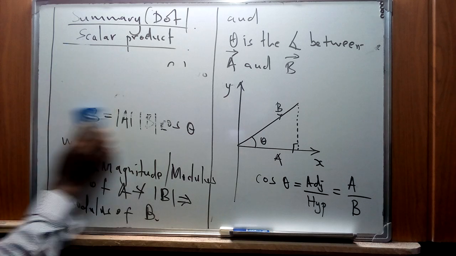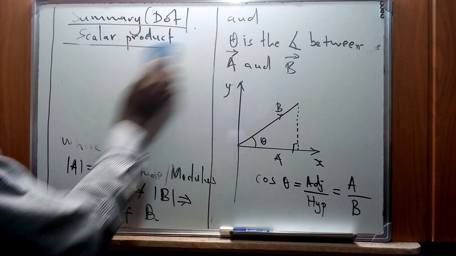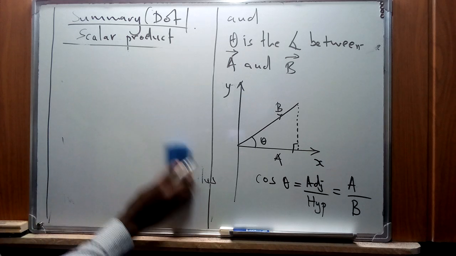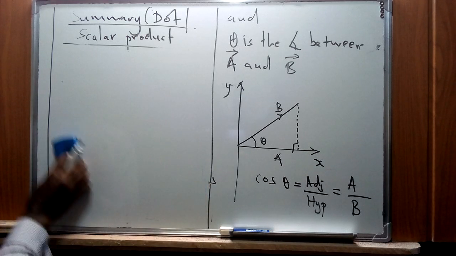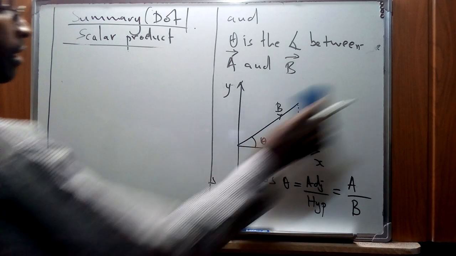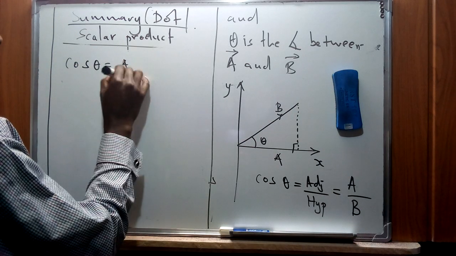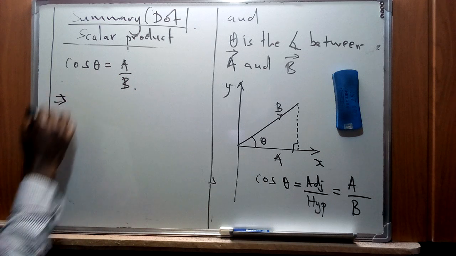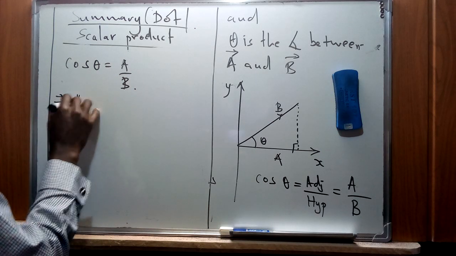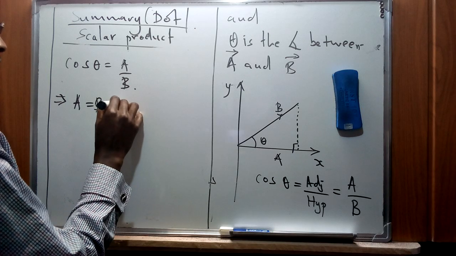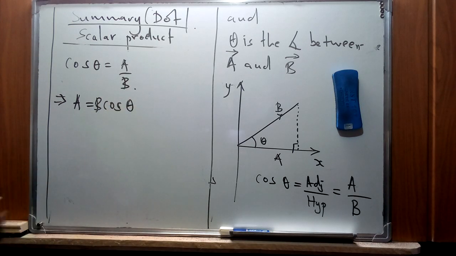Now suppose I want to find the quantity, or maybe a description for the quantity of A. Therefore, given that the cosine of theta equals A over B, implying I can describe A as B cosine of theta.